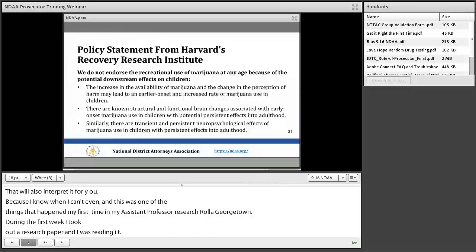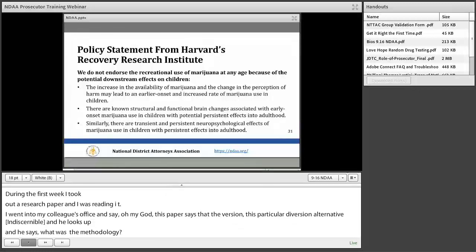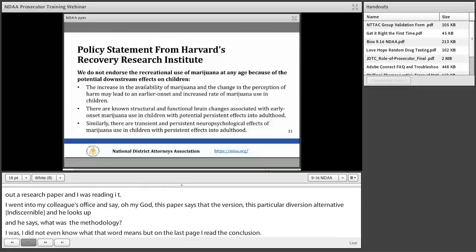And he looks up and he says, "What was the methodology?" And I just look back, I'm like, I don't even know what that word means, but I went to the last page and I read the conclusion. And I have to admit, sometimes I still do that because I'm really a bottom line kind of person.